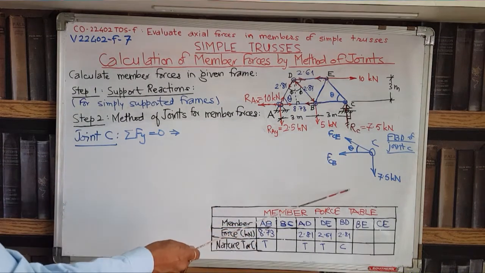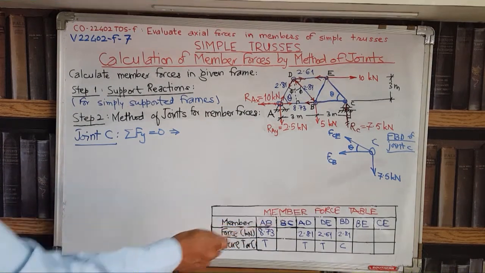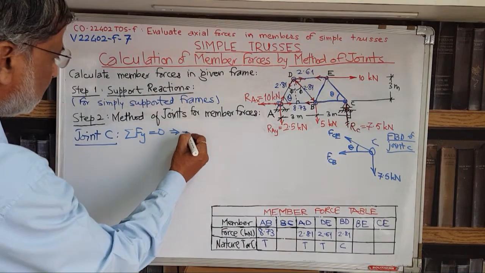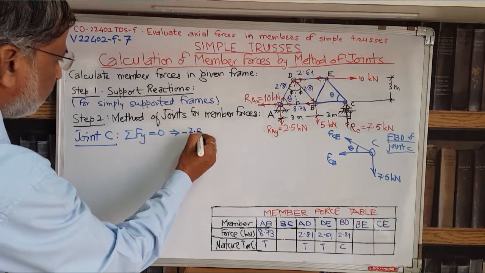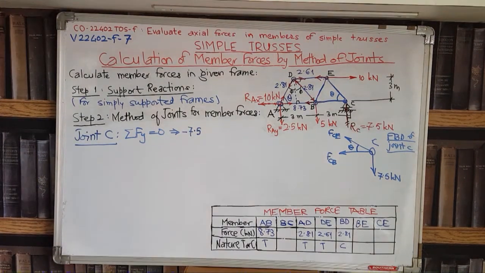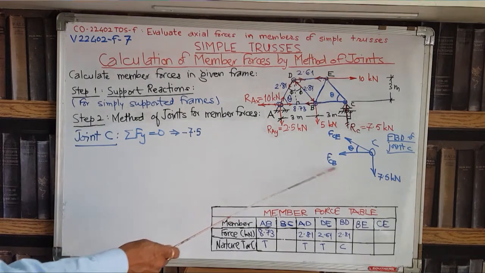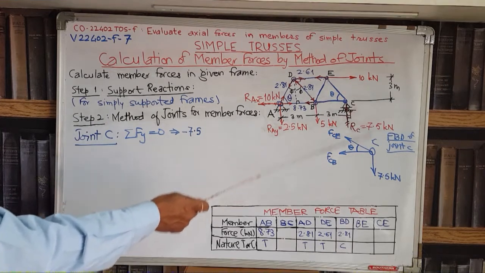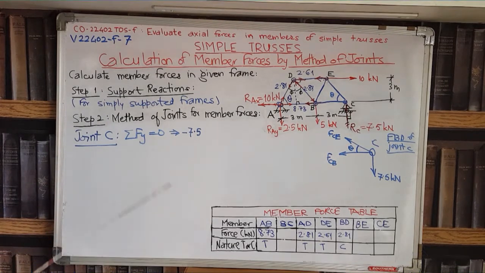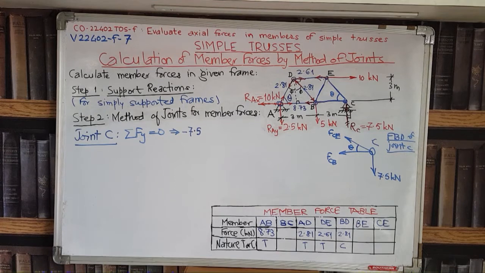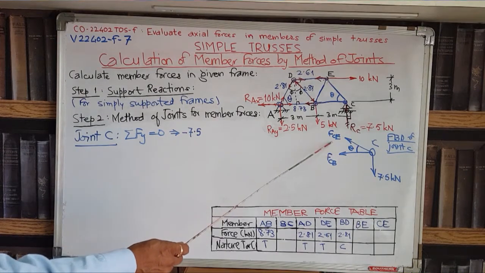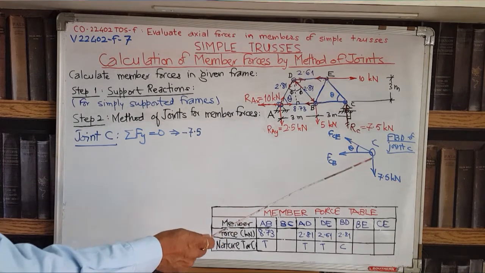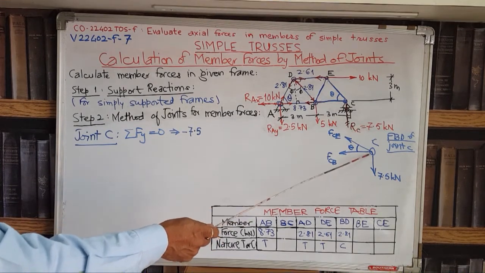There are a total of three forces. The first force is 7.5 kilonewton acting vertically downwards, so we will call it minus 7.5. Then the second force is FCB, which is along the x direction, so it does not have any y component. So this will not come in this equation. Now the third force is FCE. This is in an inclined direction, neither along x nor along y, so it will have a y component and an x component.